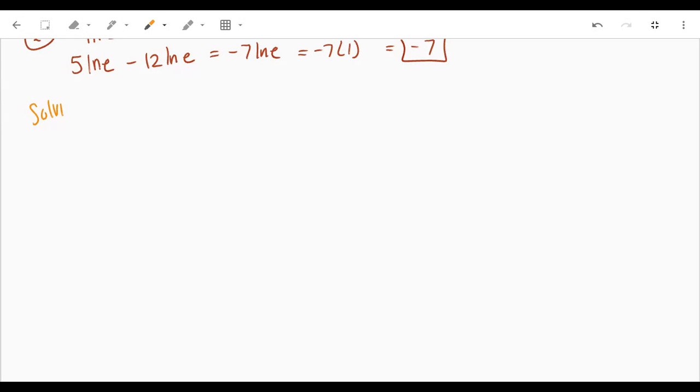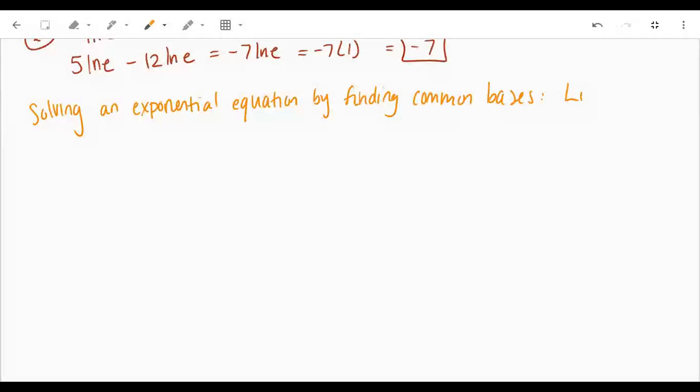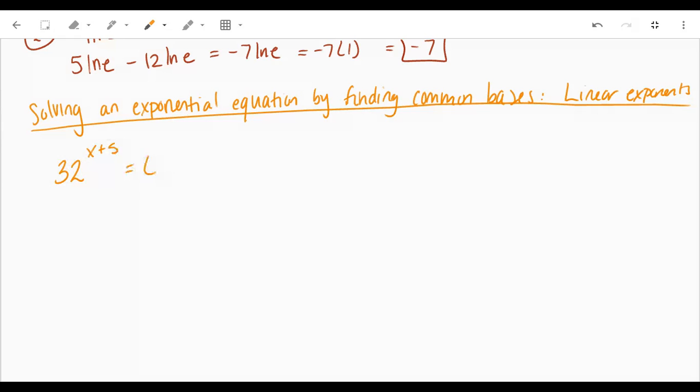Next one is solving an exponential equation by finding common bases with linear exponents. That's a lot. Okay, so we've got a problem like 32 to the x plus 5 equals 64.